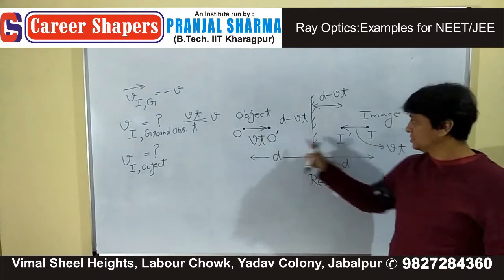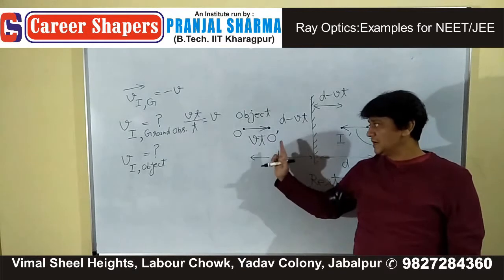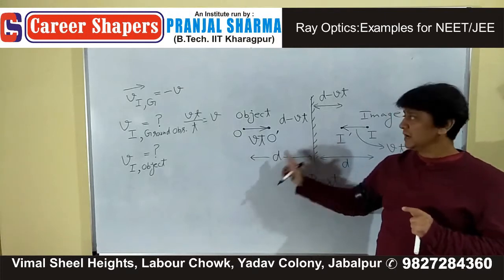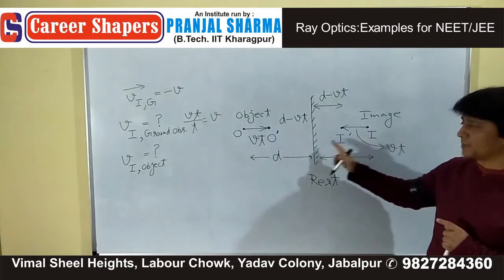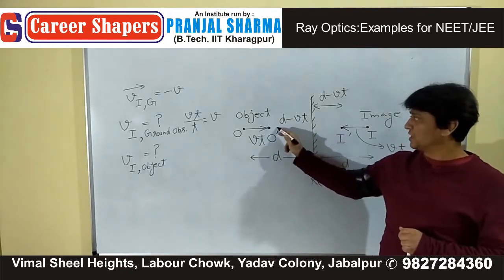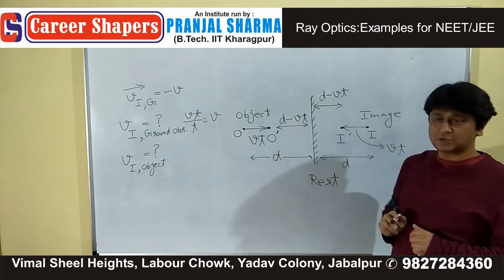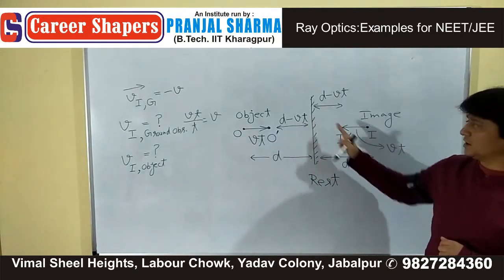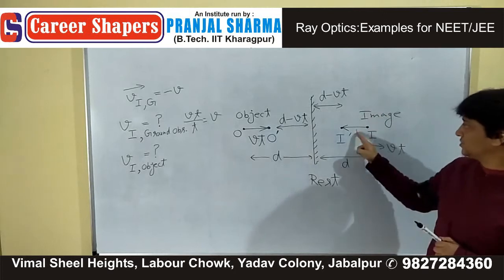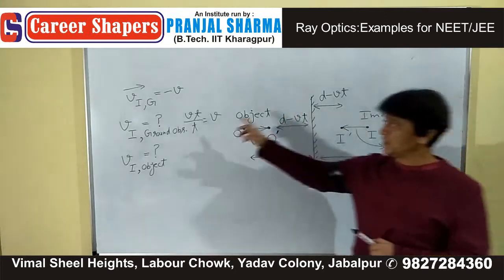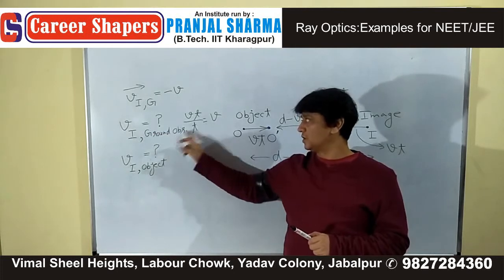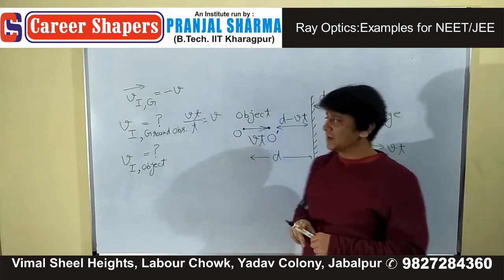Show initial and final positions, and then say that in time t, object has moved vt. Initially distance is d, and then we are using the property: distance of object from the mirror and distance of image from the mirror are always the same if it's a plane mirror. After time t, this distance is d minus vt. This much distance is left, d minus vt, and therefore distance between mirror and new position of image is also d minus vt. If this is d minus vt, then this distance must be vt. This vt is traveled in time t, and therefore speed of the image as seen by ground observer is coming v. Negative sign is for direction.